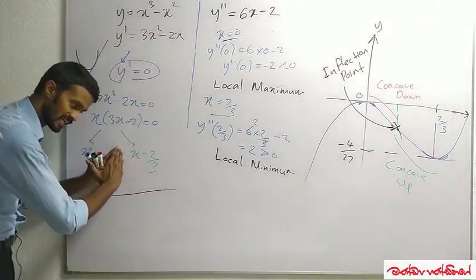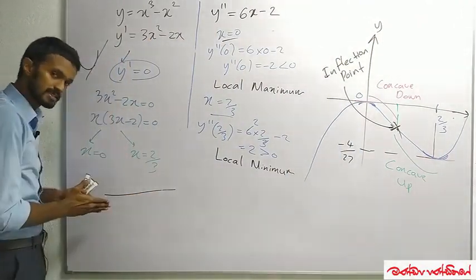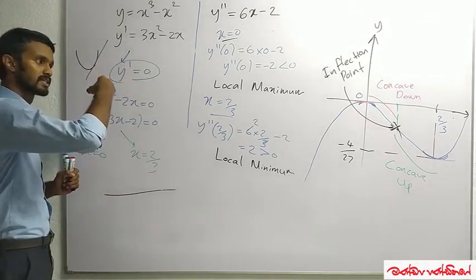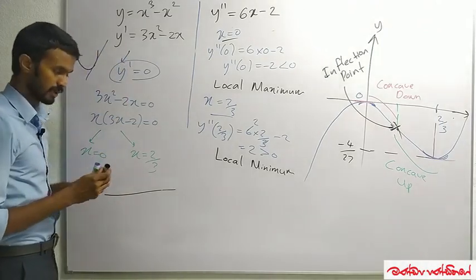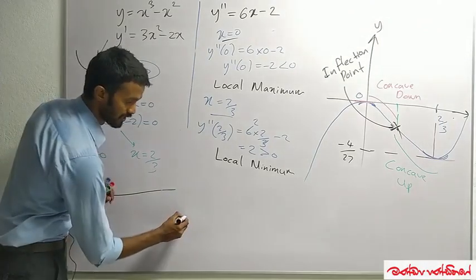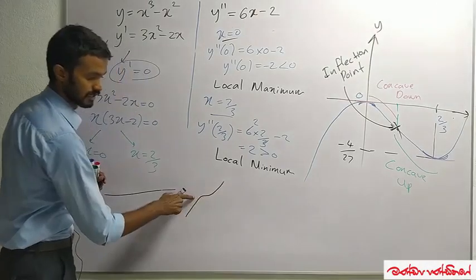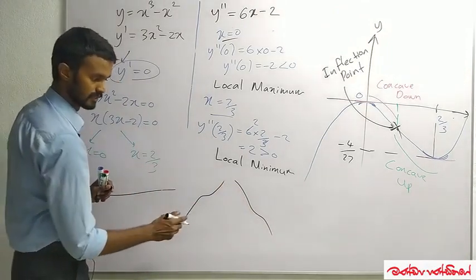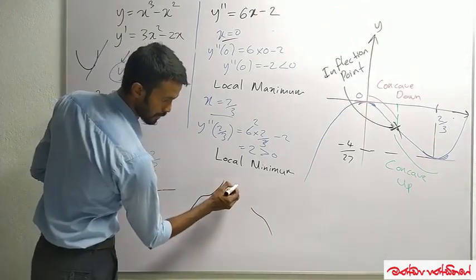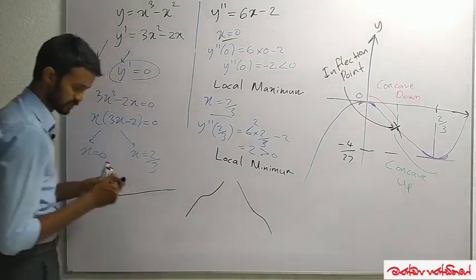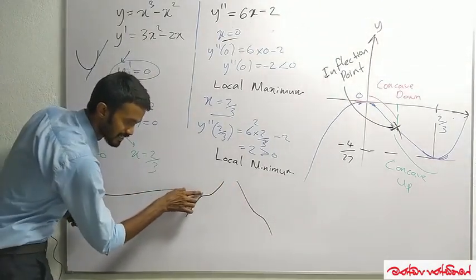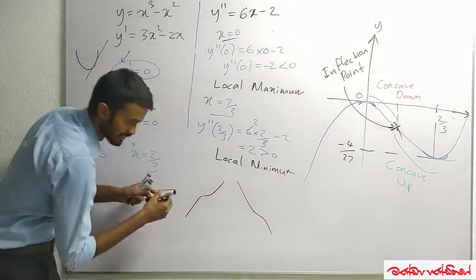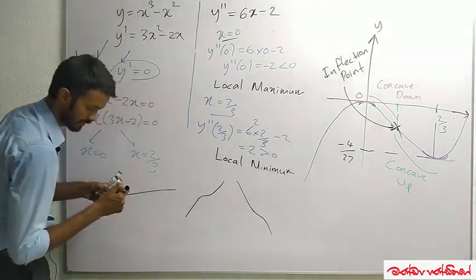So if we get an inflection point when we consider y dash equals 0, or when we make the first differentiation equal to 0, that inflection point only has a nature like this or this, which means at a certain point the graph becomes flat.